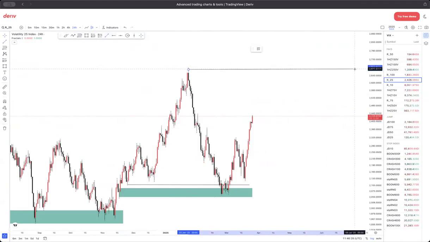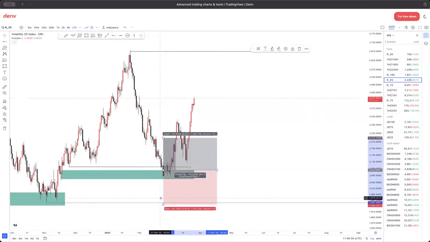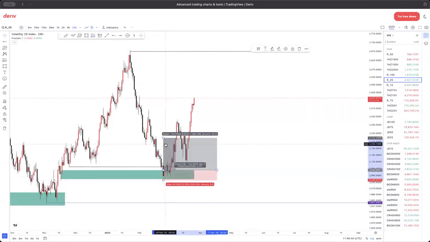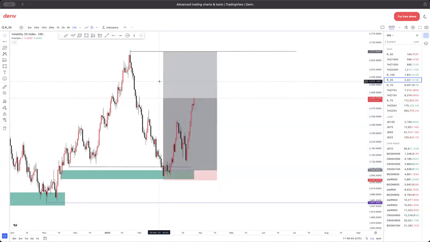Here is the target. So nothing should concern you about selling this play at this point. You're not looking out for sells because you now have this directional bias that price is coming from here and price is heading towards here at this point.